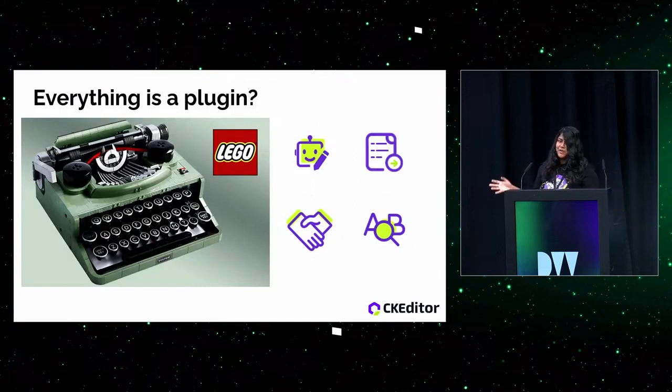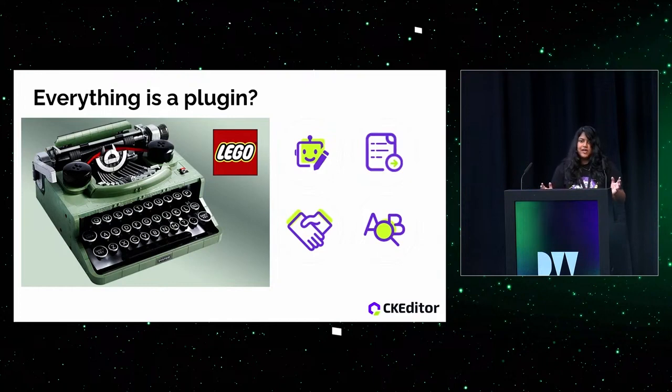So we're here to talk about plugins, right? Everything is a plugin. So CKEditor actually operates on what I call a plugin-based architecture, where even core features like typing and paragraph handling are implemented as plugins. So it's a very granular approach to plugin implementation, and it allows for significant customization and flexibility.